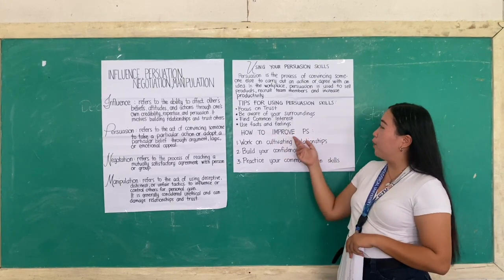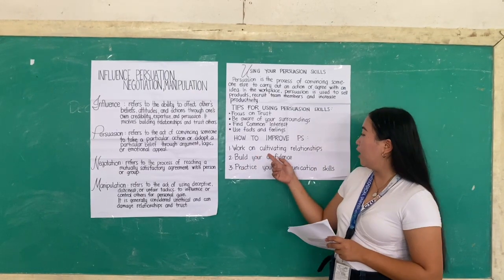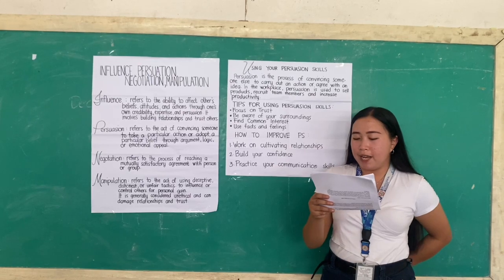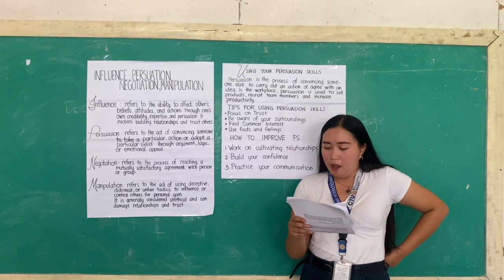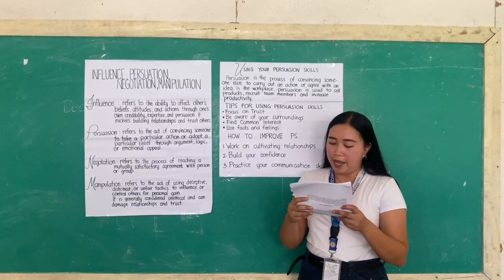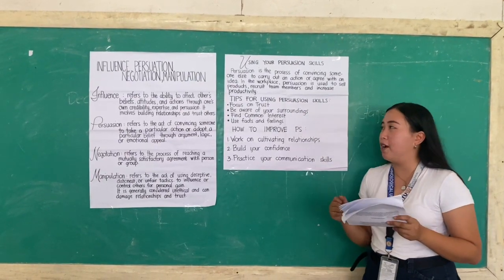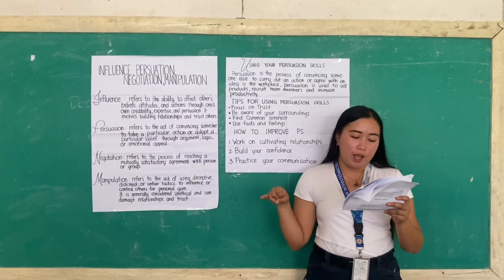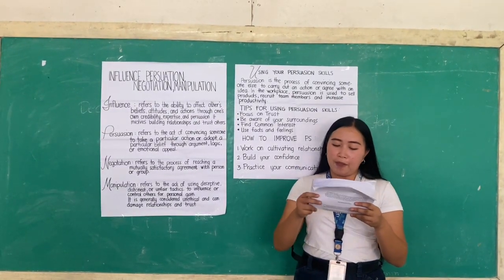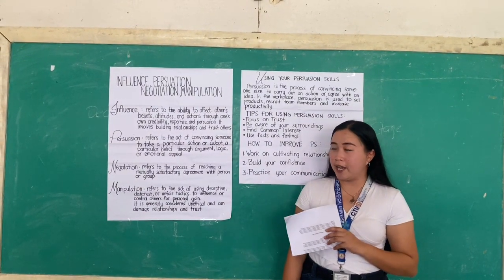Then, how to improve persuasion skills? First is work on cultivating relationships. The first step in persuading more effectively is improving your people skills. Focus on building trust and support with your coworkers, clients, and friends. So you must strengthen your relationships with them and help you practice your interpersonal and emotional intelligence skills.